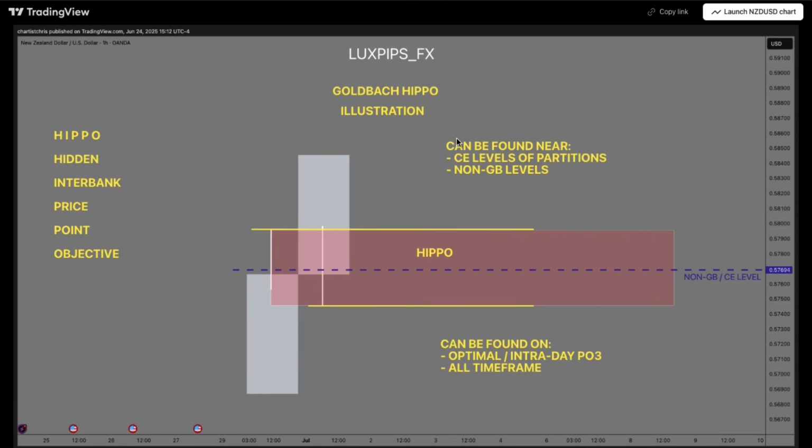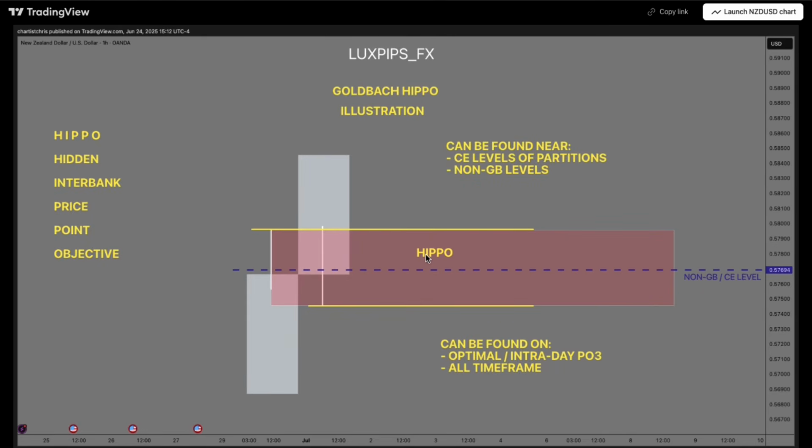So, you want to be looking for these HIPPOs near CE levels of partitions or the non-Goldbach levels, which I will show a little bit more into the video. They can be found on the optimal or intraday range, PO3, and they can be found on all time frames.